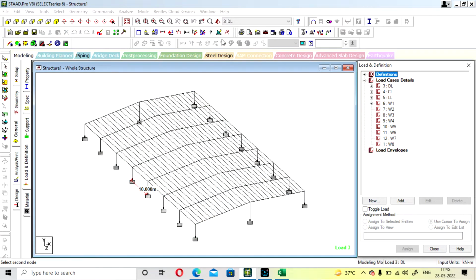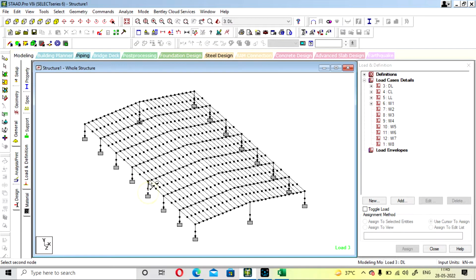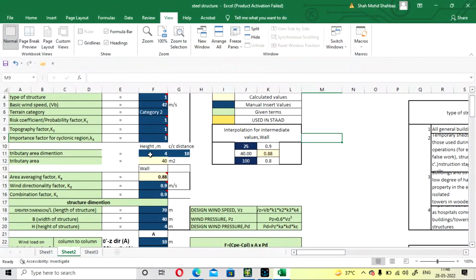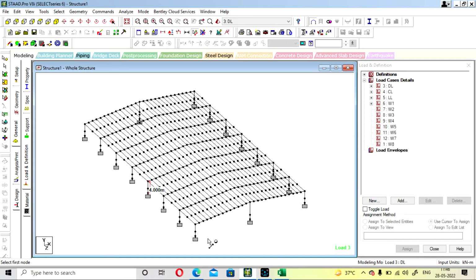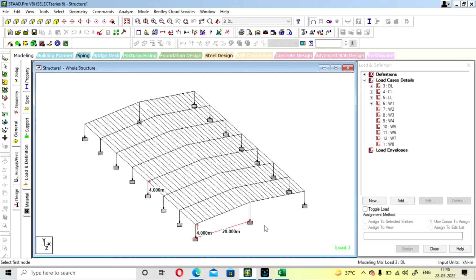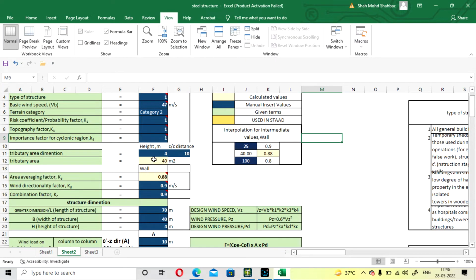So here it is 10 and our height is 4, so 10 into 4, that is 40. So our column to column distance is 10 meters and the height is 4, so our tributary area is 40. Okay, so here we have not provided the same distance, but you can go with the same distance if you want. Here it is 20 by 4, but from this side we are going to calculate first, so it is 10 by 4. So our tributary area is calculated as 40 and we have to use the interpolated value.